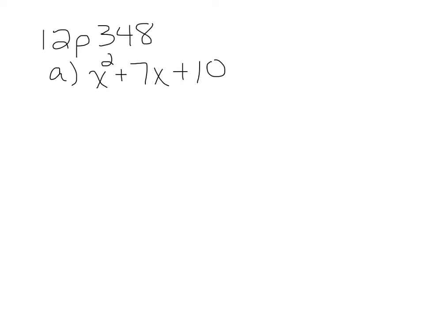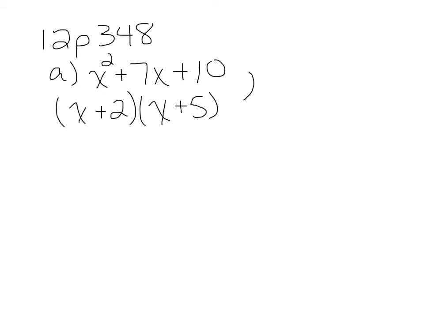When factoring, if it has a 1 in front of the x squared, we only need to figure out what two numbers multiply to 10 and add to 7. Obviously, knowing your multiplication tables will make it easier, but if you don't, you can always divide. 10 divided by 1, 10 divided by 2, 10 divided by 3, until you find the answer. So, we should have 2 and 5.